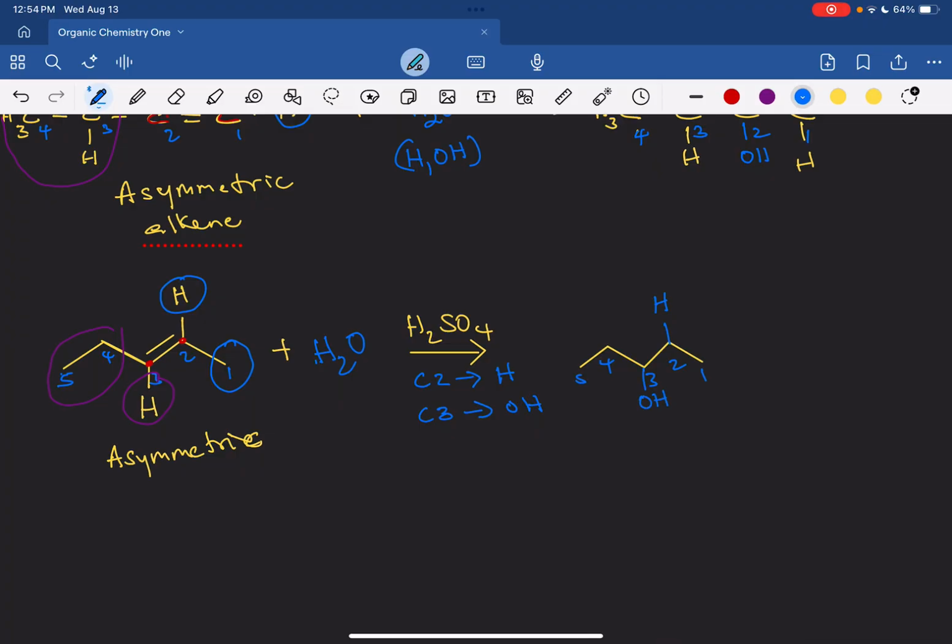Remember, the double bond breaks, yes? And you add the hydrogen and the OH to the carbons of the carbon-carbon double bond. That's all I've done, right? So this is one product. Let us do the opposite and see what happens. Let us add to carbon 2 the OH, and to carbon 3 the H.